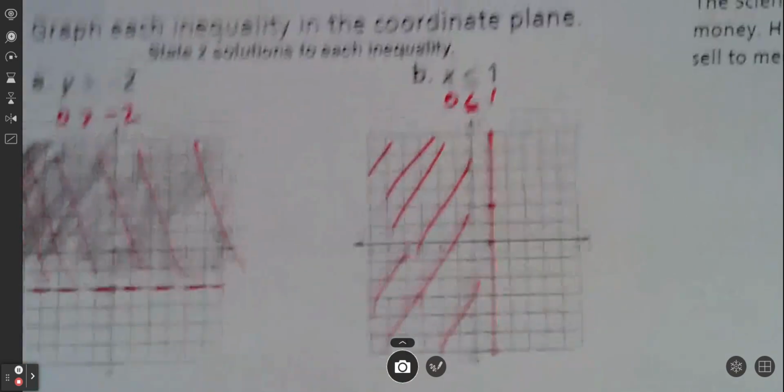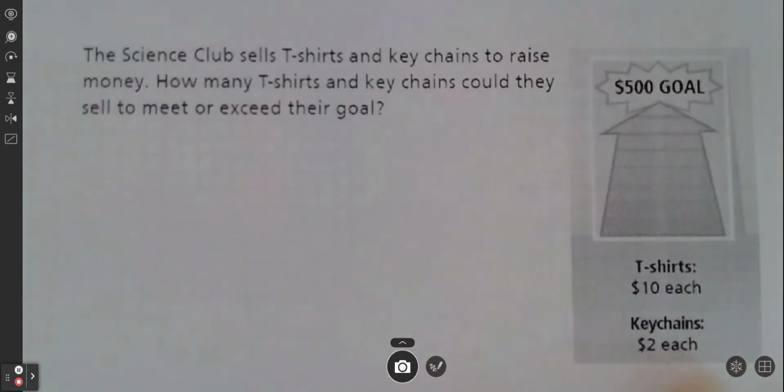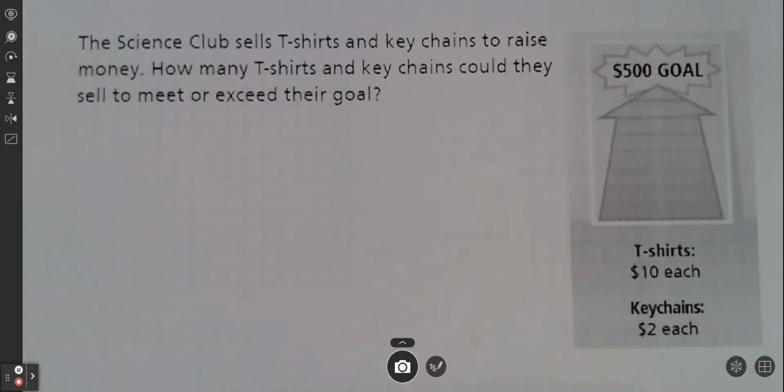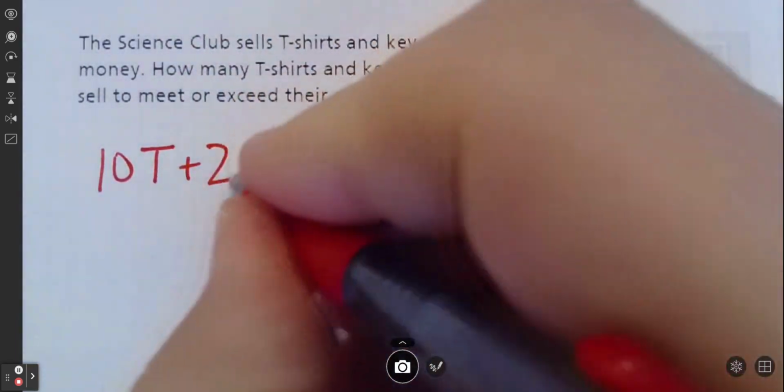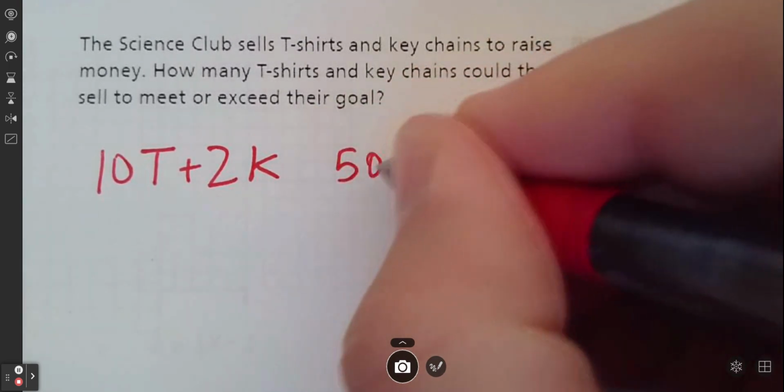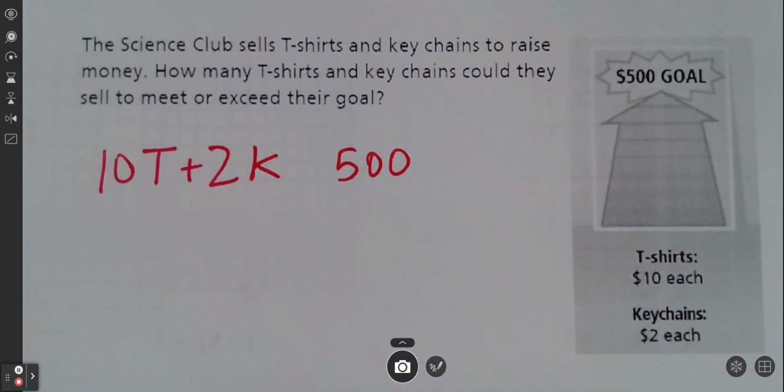Not terribly challenging. Okay. Science Club sells T-shirts and keychains to raise money. How many T-shirts and keychains could they sell to meet or exceed their goal? Would the equation be like 10t plus 2k equals 500? Love it. Except, we used to write equals 500. But now it's going to be greater than 500. Equal or greater than. Right.